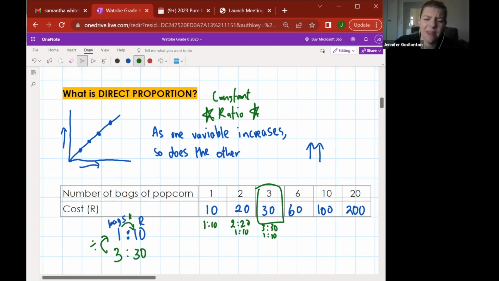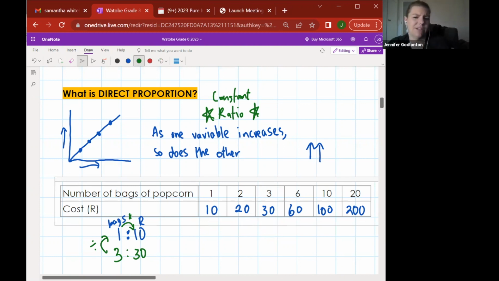No, you wouldn't simplify from here. So you would keep this as just the 10s, the 20s, the 30s, just like that. So the constant ratio is just for us to find what it is in order for us to work out the next few questions.